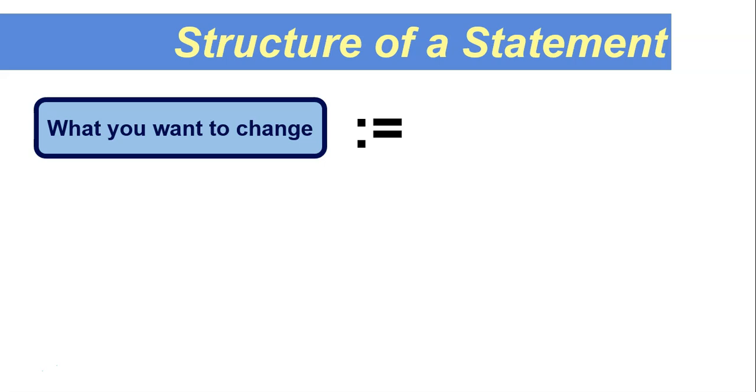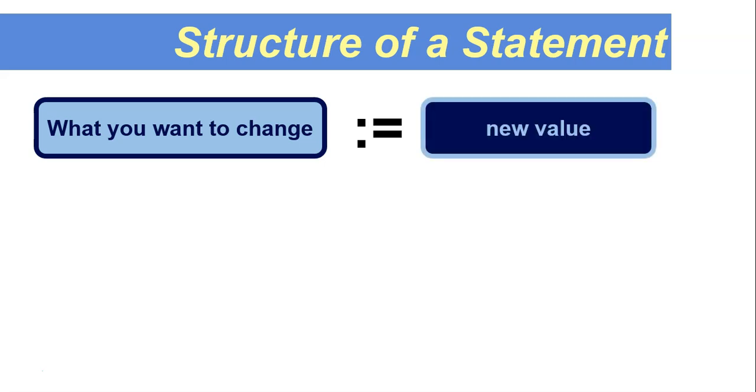And then on the right hand side of that, we will have the value, or a new value that we want to change it to. And then at the end, we have a semicolon. The semicolon indicates the end of the statement. So it's always what you want to change on the left hand side. And then you have the assign symbol and what you want to change it to on the right hand side. So whatever's on the right hand side won't be changed. That's just the value that the left thing is going to be changed to.